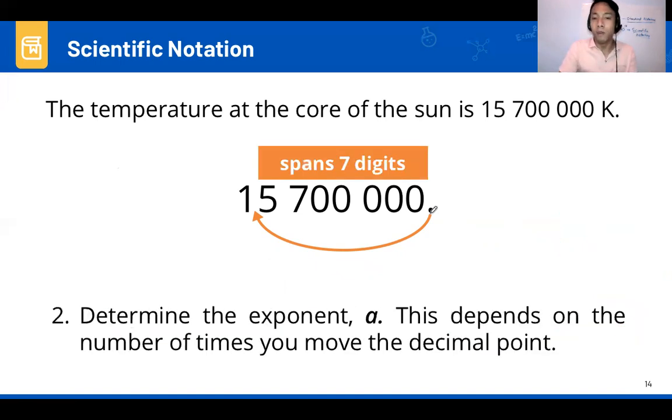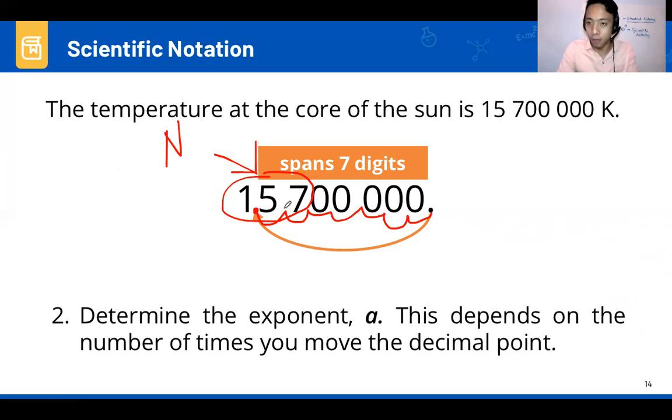We need to move 7 times. Okay? Let's count again. 1, 2, 3, 4, 5, 6, 7. So, the decimal point will go here. Remember, the decimal point will go there. Remember, this will be now our n. Our n is 1.57.